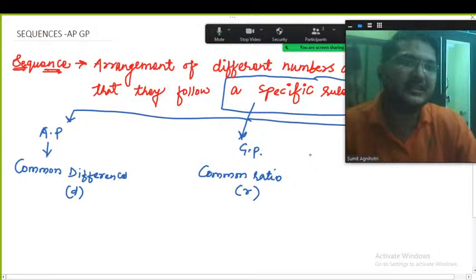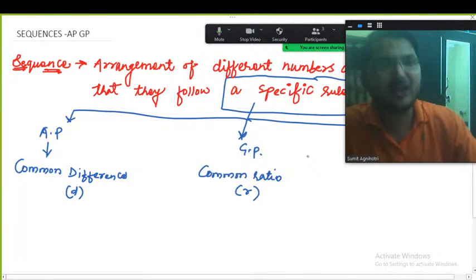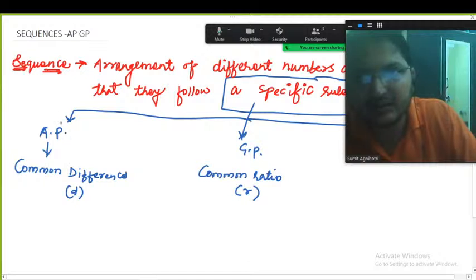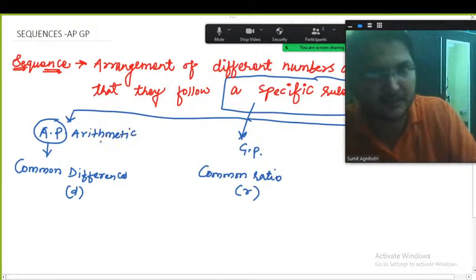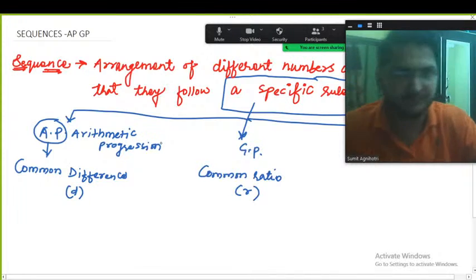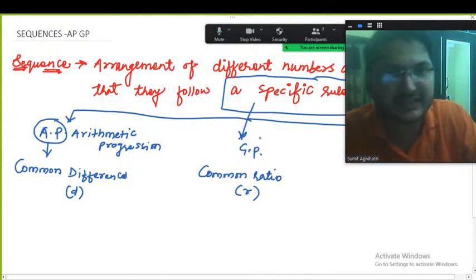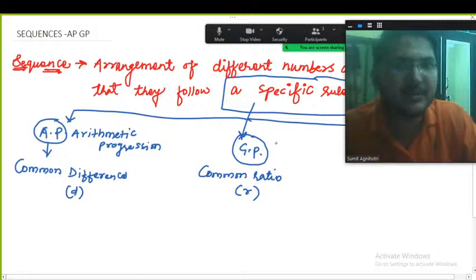And if common difference is constant throughout for any sequence, we name that sequence arithmetic progression. This is a very important thing you need to understand. Arithmetic progression is a sequence which has the rule, called common difference, that needs to be the same. Similarly, if my sequence has a common ratio equal, we call it geometric progression.